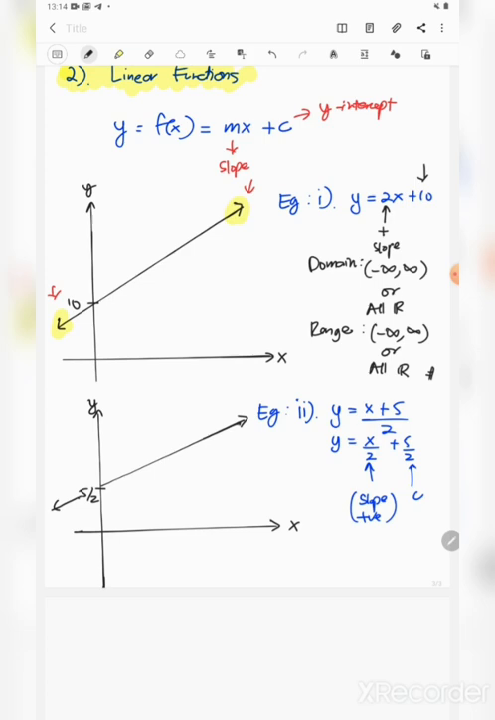We know that the graph is like this, and the same goes for graph number 1. Therefore, our domain is all real numbers. How about the range? The range is also all real numbers.